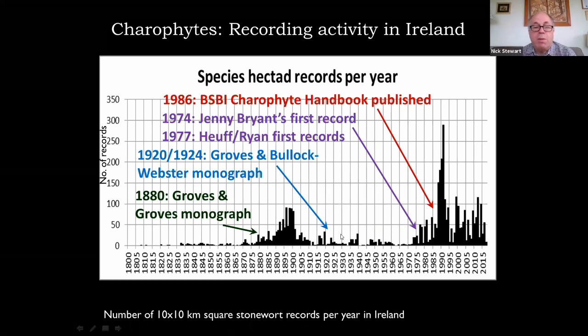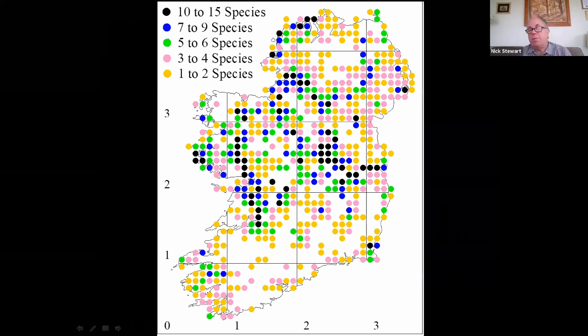There was then a little bit of a lull for quite a lot of the 20th century, but there's been a growing interest in recent years. And again, the arrival of the handbook was quite a big boost in terms of making it much easier to identify them with an accessible book. But compared to other algae, they are much the best known in terms of distribution and ecology.